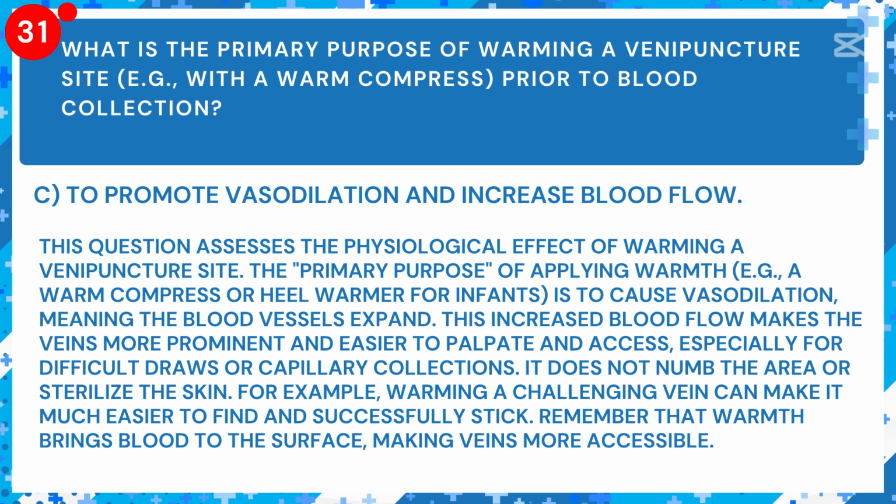Explanation: this question assesses the physiological effect of warming a venipuncture site. The primary purpose of applying warmth, e.g., a warm compress or heel warmer for infants, is to cause vasodilation, meaning the blood vessels expand. This increased blood flow makes the veins more prominent and easier to palpate and access, especially for difficult draws or capillary collections. It does not numb the area or sterilize the skin. For example, warming a challenging vein can make it much easier to find and successfully stick. Remember that warmth brings blood to the surface, making veins more accessible.